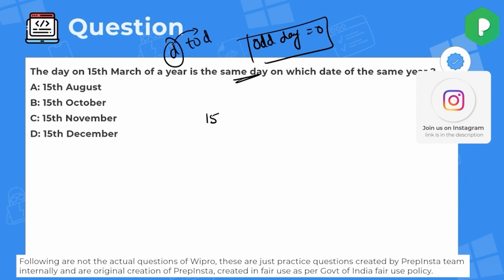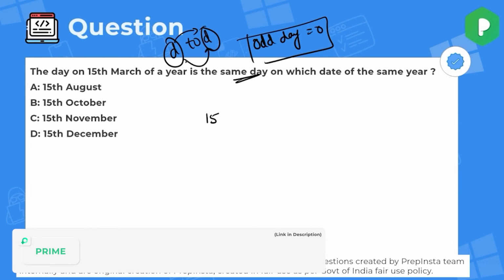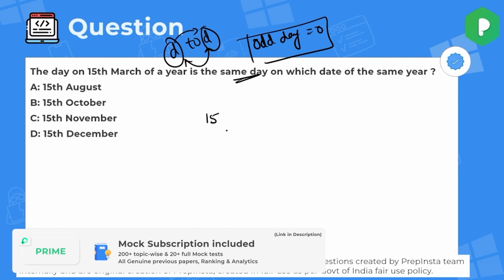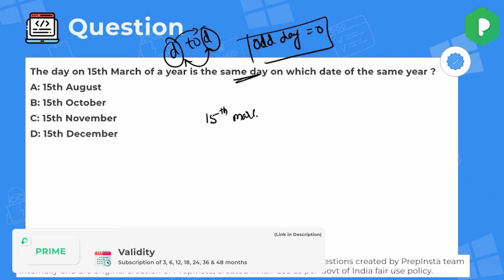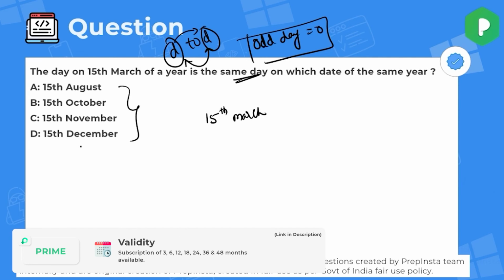Right. From one particular day to another particular day, if the total number of odd days was 0, then the days were the same. This is the concept we know. So we have to find how many odd days there are from 15th March to the corresponding options he has given.